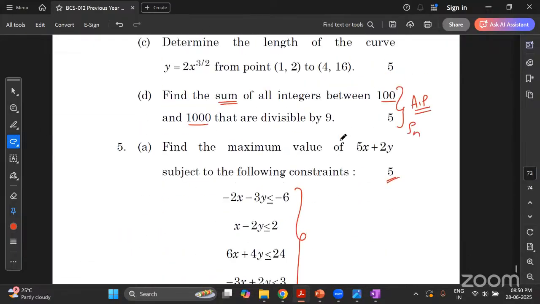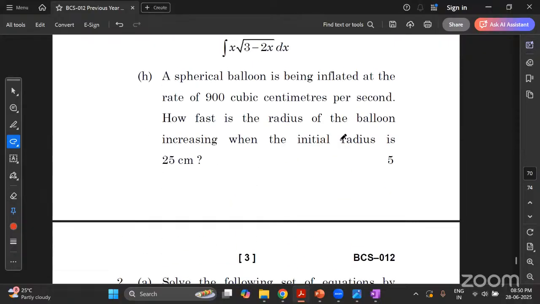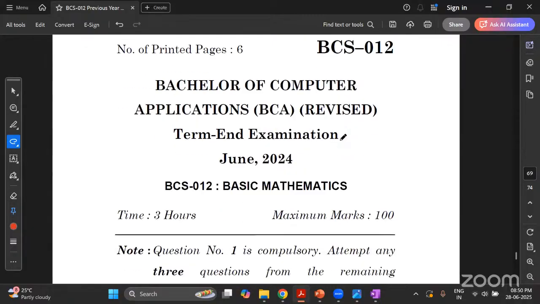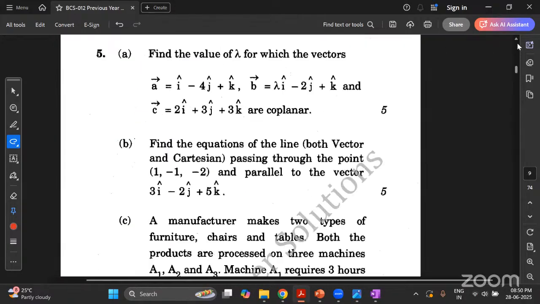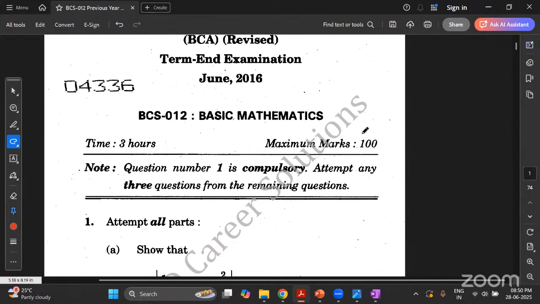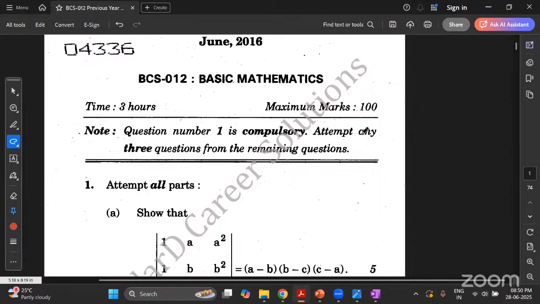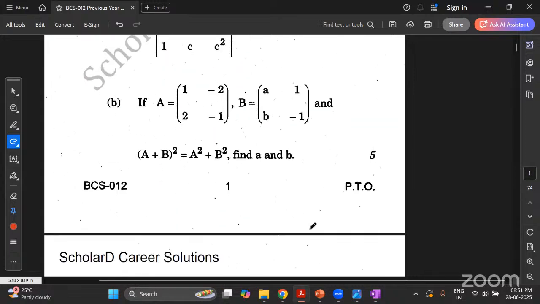In this PDF itself, you can see June 2024, from June 16 it is there. 17 question papers are there in the PDF that I am sharing. Once you're very confident about one topic, you don't have to see that particular question. It is repeated so many times, this question.